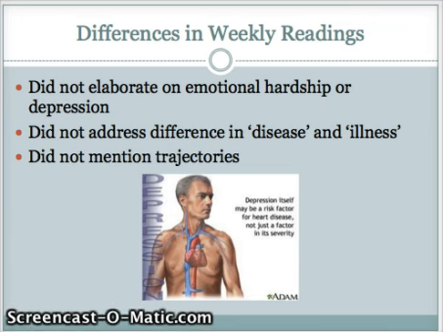I didn't see a difference in addressing disease and illness, and I sometimes saw illness used in the wrong context when it should have been labeled as disease. And nowhere in the websites did I see a mention of trajectories. It didn't really go over the timeline of the illness. It just went over an overview of symptoms and how to diagnose and treat.